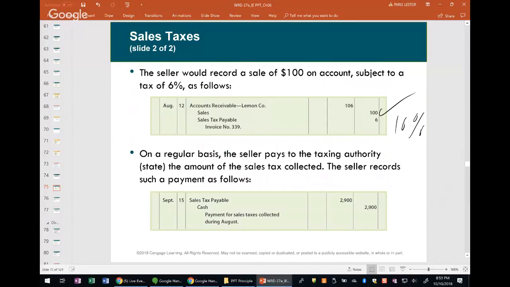All right, when you send that sales tax into Charleston, just debit sales tax payable and credit cash. What is the sales tax on an automobile in West Virginia?